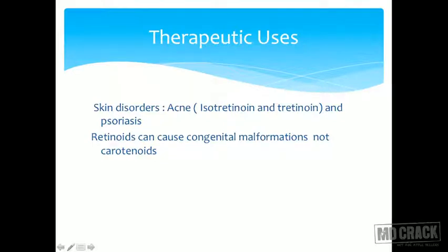Are there any therapeutic uses for vitamin A? Yes, isotretinoin and tretinoin are used in skin disorders like acne and psoriasis. Retinoids can cause congenital malformation, but not carotenoids.